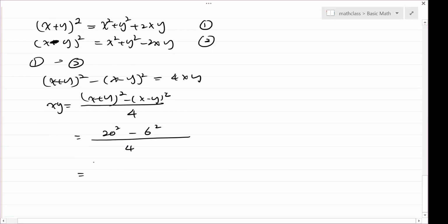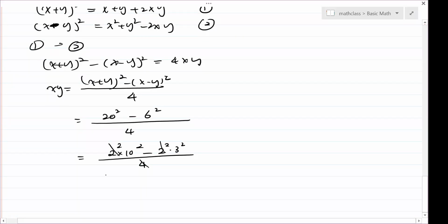Now, I don't want to multiply them out. What I'm going to do is use 2 squared times 10 squared minus 2 squared times 3 squared, over 4. Then I can cancel the 4. I get 100 minus 9, so it's 91. You see?